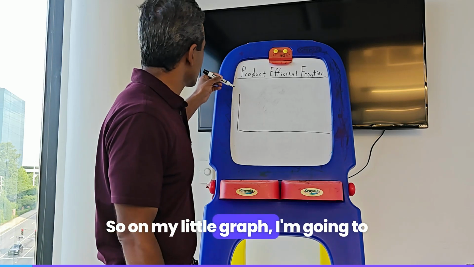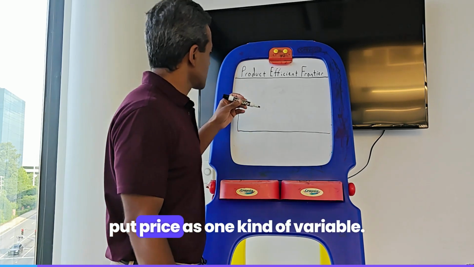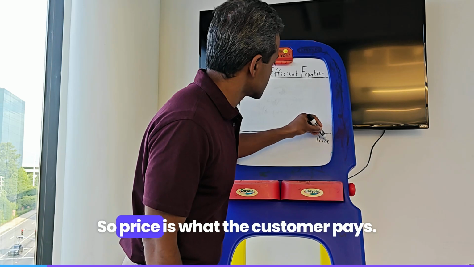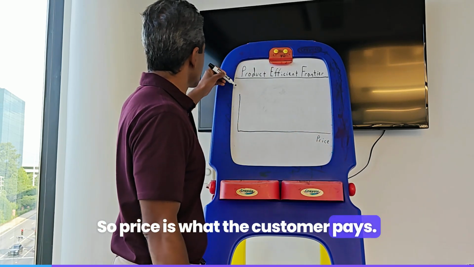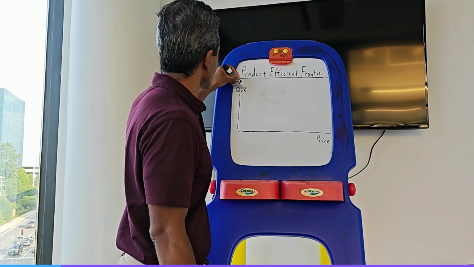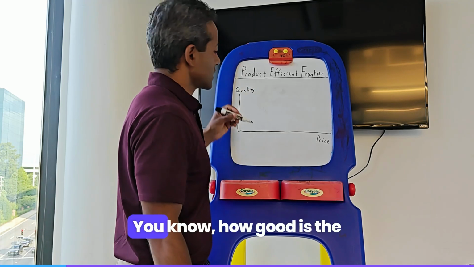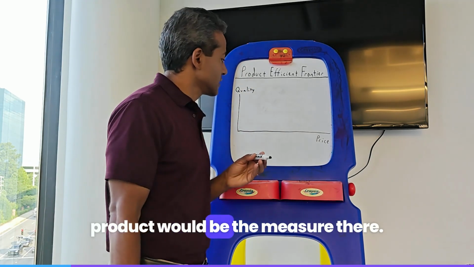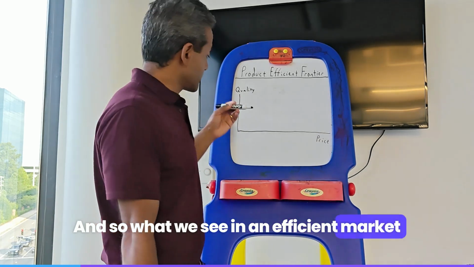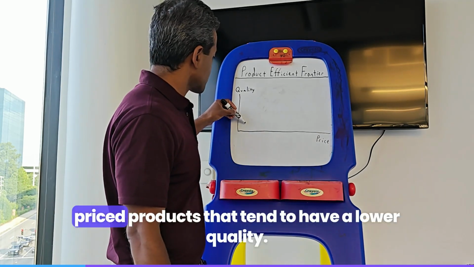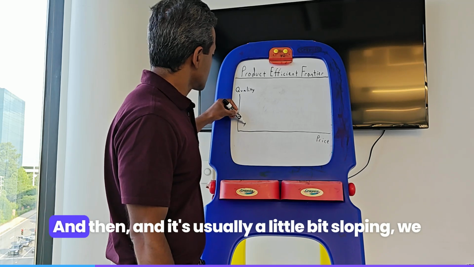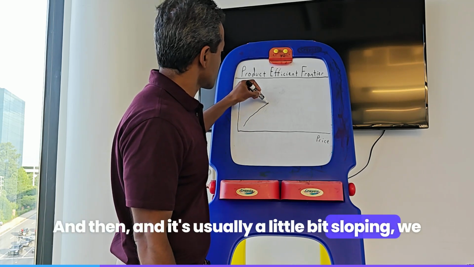So on my little graph, I'm going to put price as one variable. I guess I'll put that over here. So price is what the customer pays. And let's just say quality, for lack of a better word, quality, value, how good is the product, would be the measure there. And so what we see in an efficient market is that there are really low price products that tend to have a lower quality, and it's usually a little bit sloping.